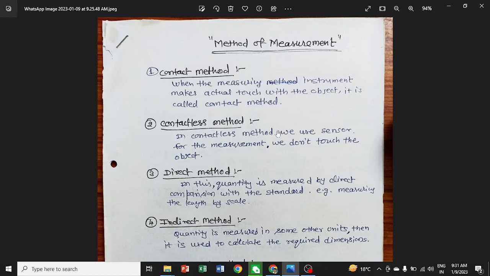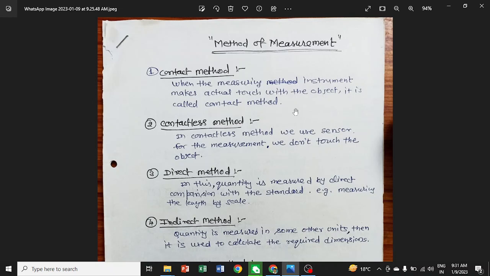In the last class, I taught you what is measurement. Today, I will teach you what are the different methods of measurement. First method is contact method. When the measuring instrument makes actual touch with the object, it is called contact method.